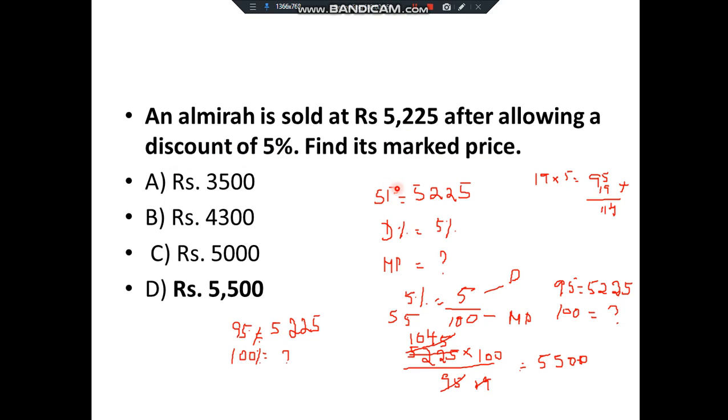See, mark price, which is almost equal to cost price. Either go for the fraction method or else directly like this. See, discount percentage is 5%, right? So 100 minus 5%, which is 95%, that is selling price. 95% is equal to 5225. We'll have to find it for 100%. So 100% is equal to x. So 5225 into 100 divided by 95. You'll get the answer as 5500. Hope you understood. Next question.